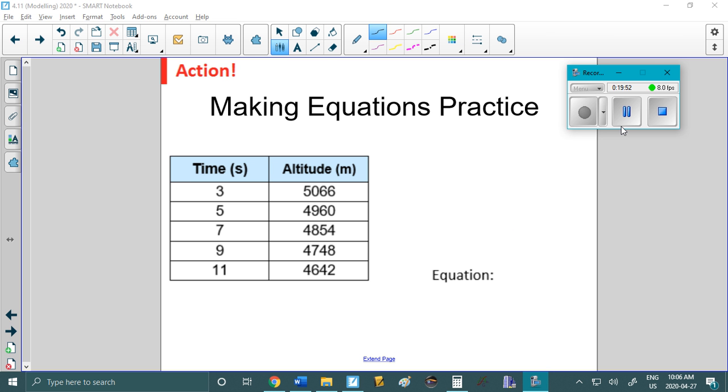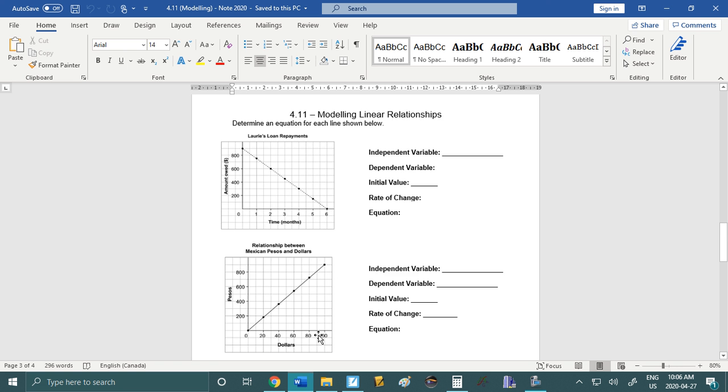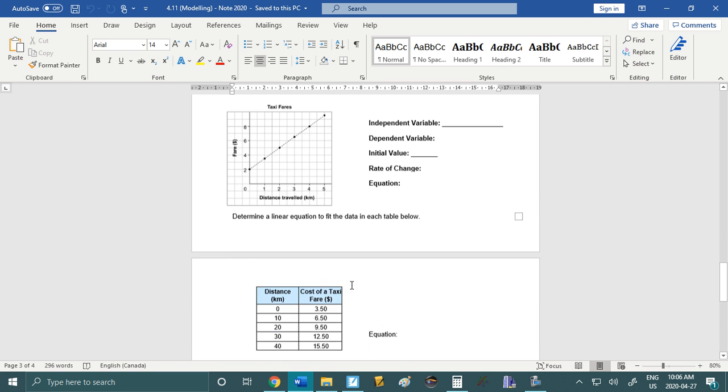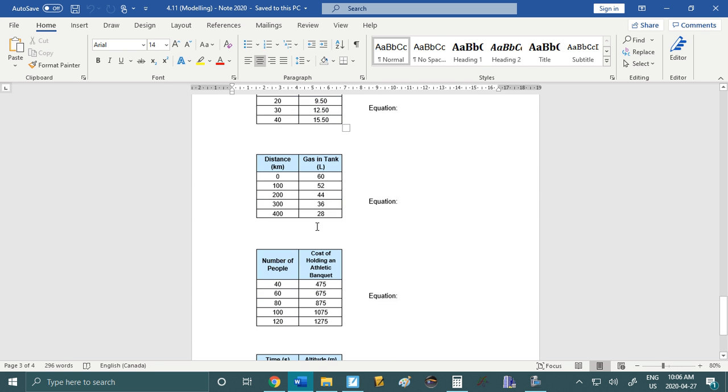Okay, folks, good luck with those questions. And I believe that's your only homework. Yep, you've got 2 graphs to find the equation and 2 tables.